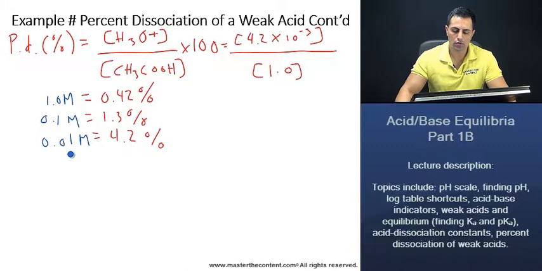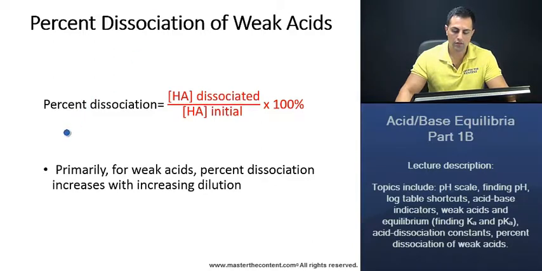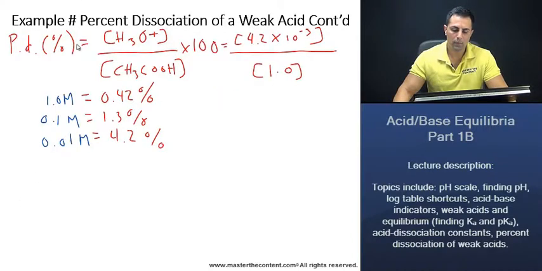Now, getting back to what we were just talking about, because our solution is becoming more diluted, our percent dissociation is increasing. And now, if we go back a few slides, we said that primarily for weak acids, percent dissociation increases with increasing dilution. And that's exactly what we're seeing here: as our solution is becoming more diluted, our percent dissociation is increasing. Okay, wonderful. That brings us to the end of that question.